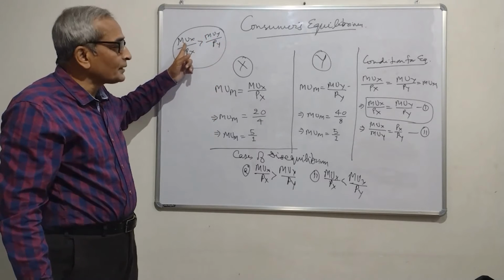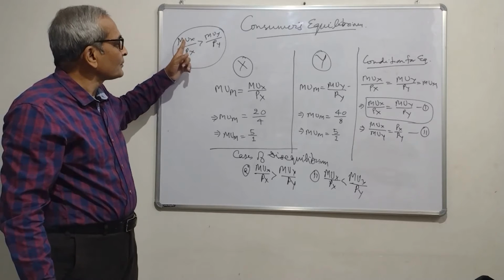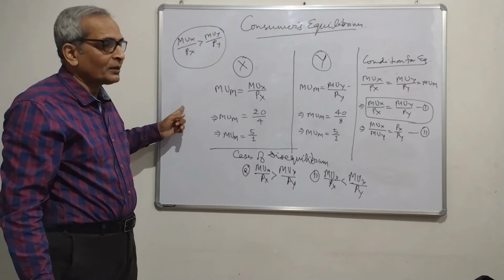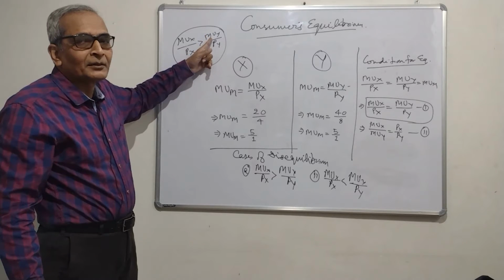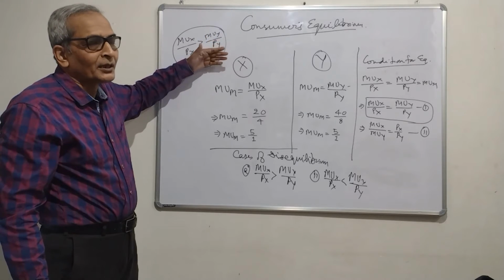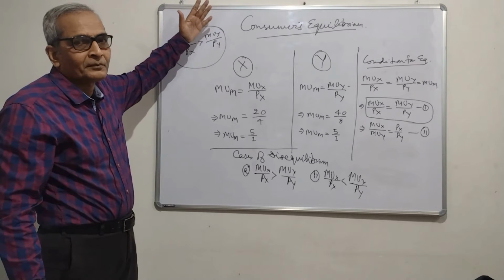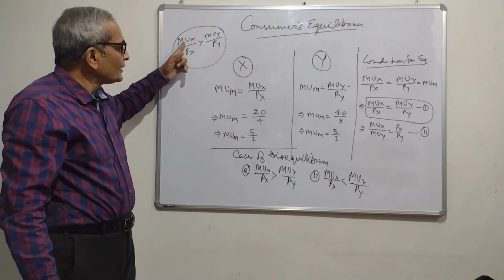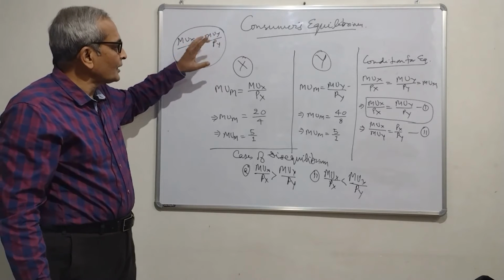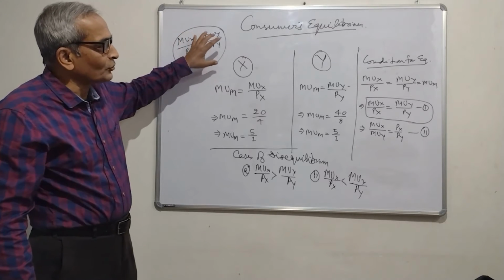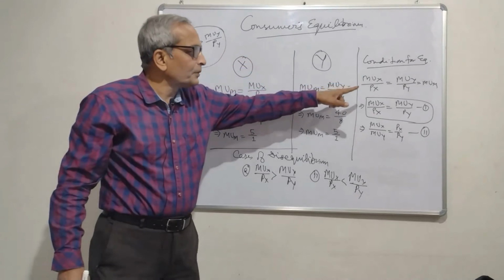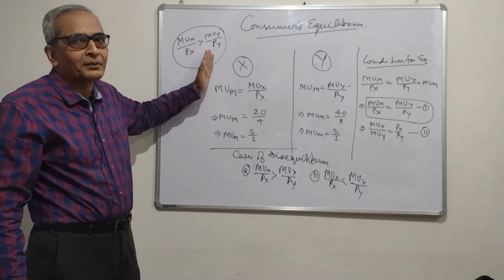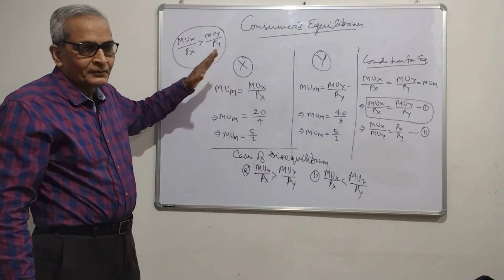Now, if we increase the consumption of X, the marginal utility of X will fall, and if we decrease the consumption of Y, its marginal utility will go up. Right now, one is greater, the other is less; one is falling, the other is increasing. A point will come when the consumer will strike equilibrium. MUX by PX will be equal to MUY by PY. Right?